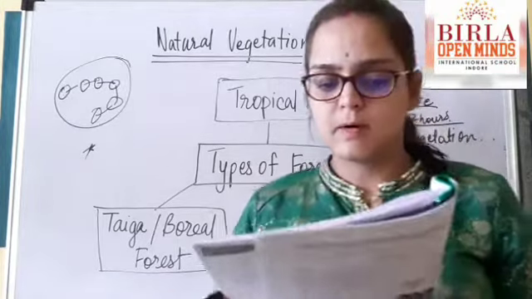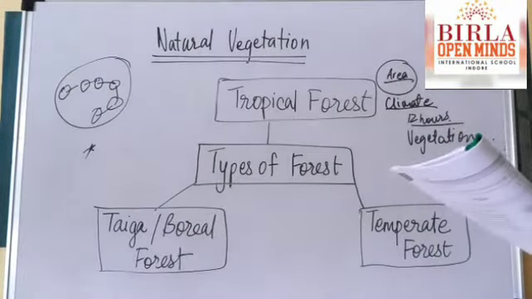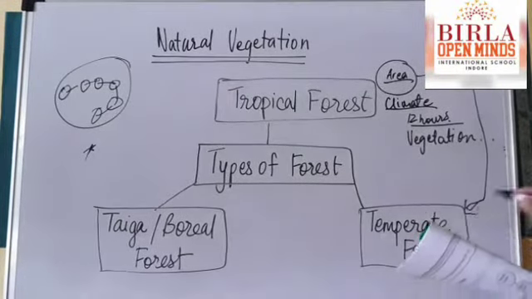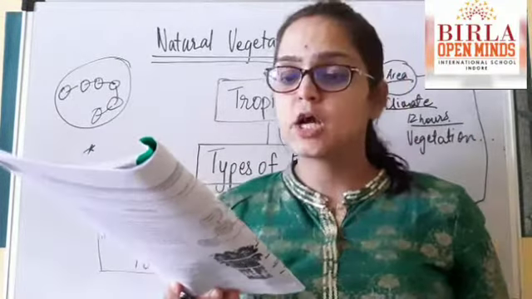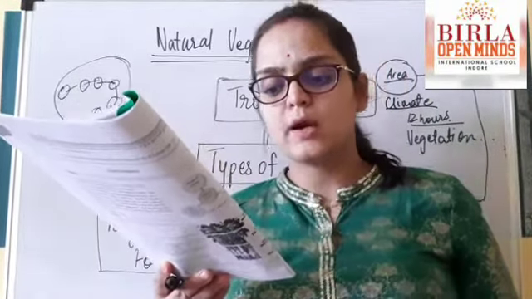Now, let's talk about the temperate forest. Let's talk about the area of the temperate forest first. It is found in North America, Northeastern Asia and Europe. These forests are also called temperate rainforest because of the large amount of rainfall that the forest receives.